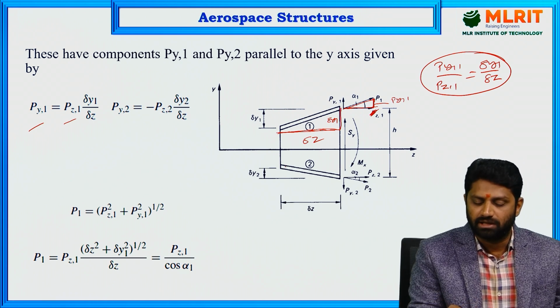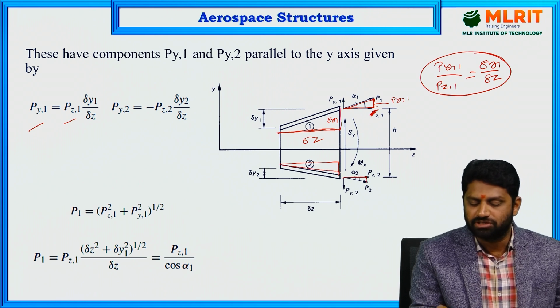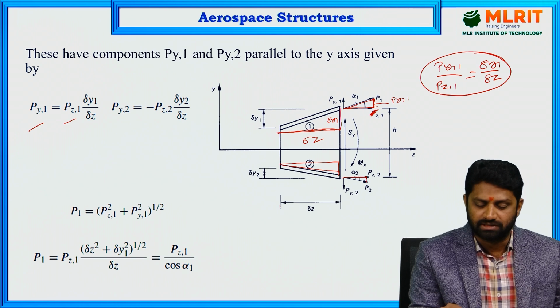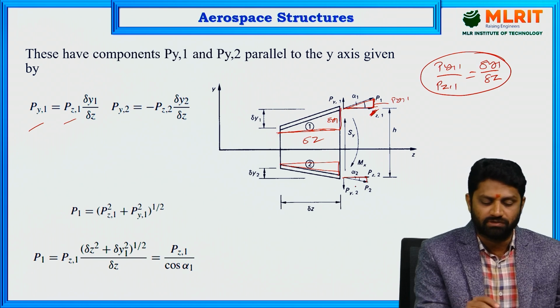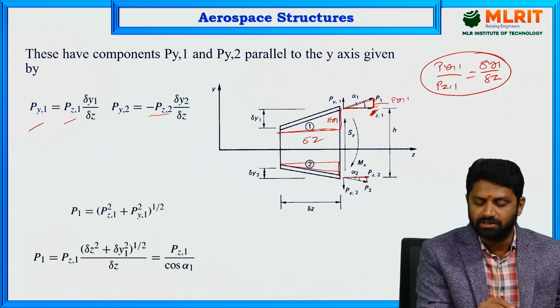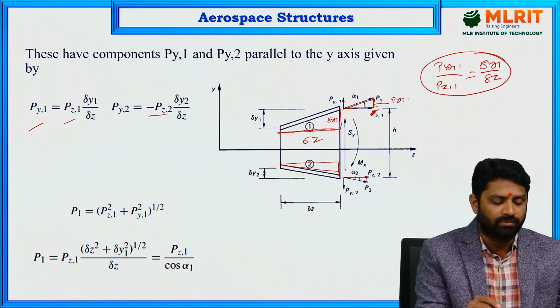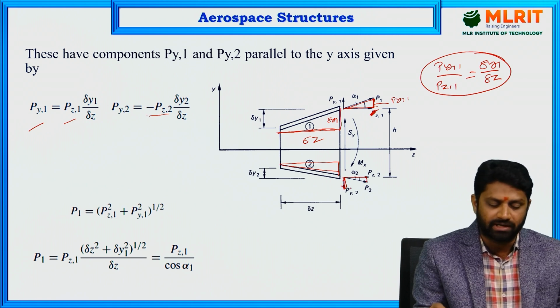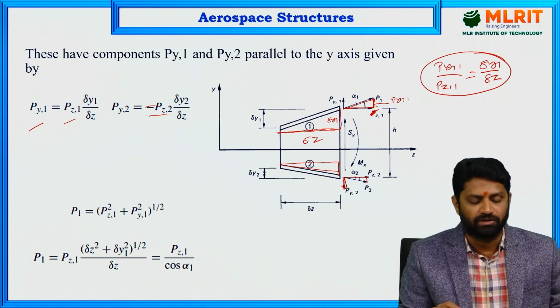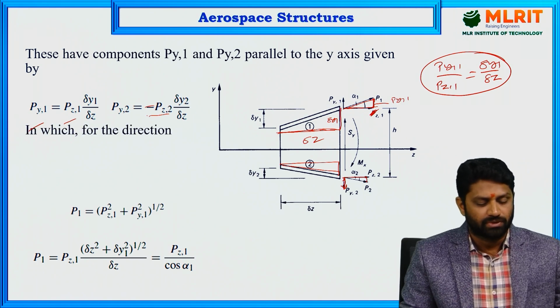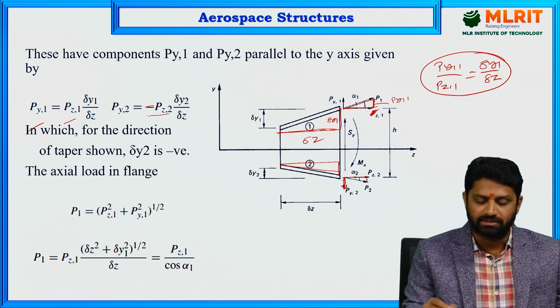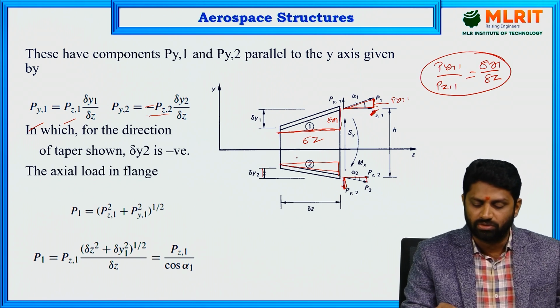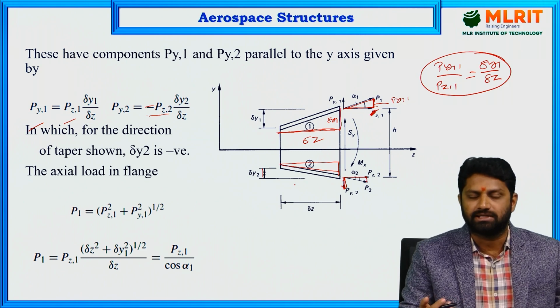Similarly, on the lower flange you can consider these two triangles and write the relationship between the loads and the distances. Here also you get a similar expression: Py2 equals minus Pz2 into delta y2 by delta z. We got the minus sign here because the vertical component Py2 is acting in the downward direction, so we considered it negative in this equation. Delta y2 is negative, since it is below the z-axis, which you can consider as negative taper.